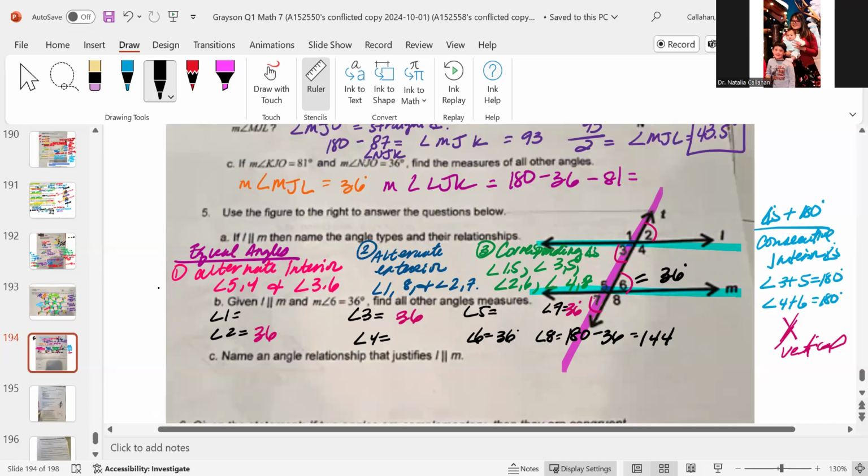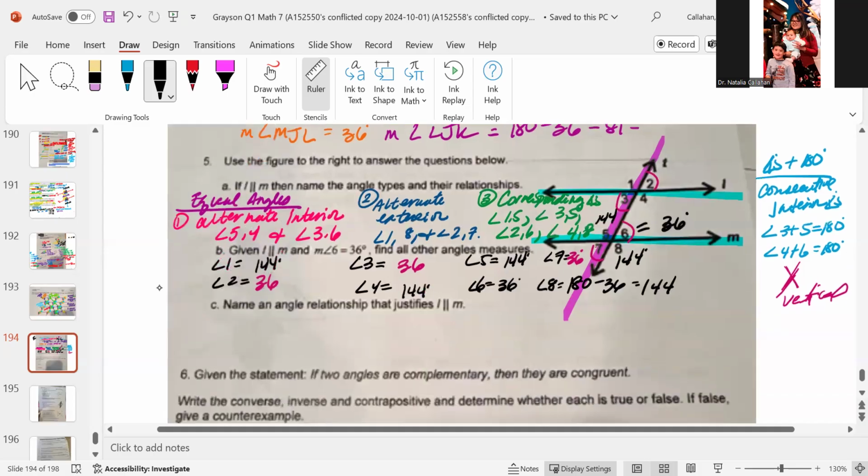144. Okay. So if angle 8 is 144, what is vertical to angle 8? It's 5. Good. So that's 144. Okay. So if this is 144, what corresponds to 5? 4. 1. That's 144. What is vertical to 1? 4. So what is that?